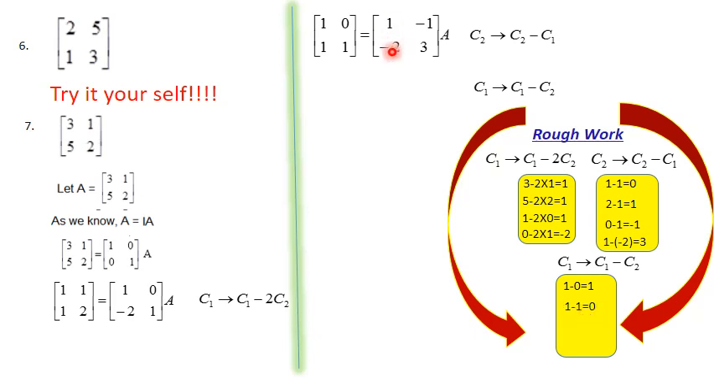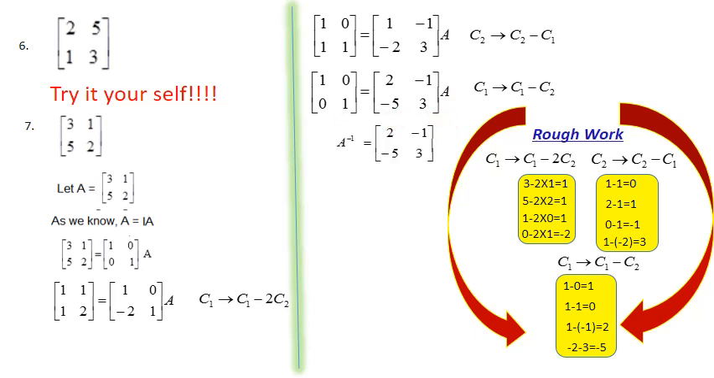Next, again C1: 1 minus minus 1, that is 2. Next you see minus 2 minus 3, C1 minus C2, that is minus 5. It finally changes to 1 0 0 1 equals 2 minus 1 minus 5 3 into A. Now you see a matrix into another matrix gives us the identity matrix. That means this is the inverse of the given matrix, that is 2 minus 1 minus 5 3.